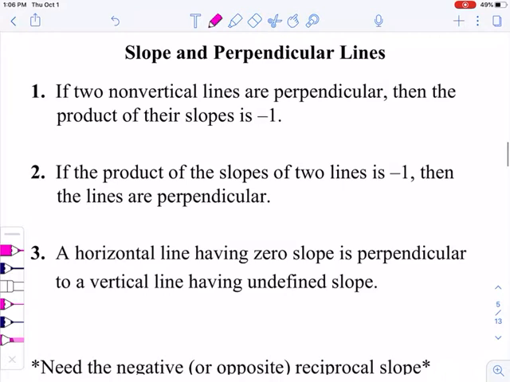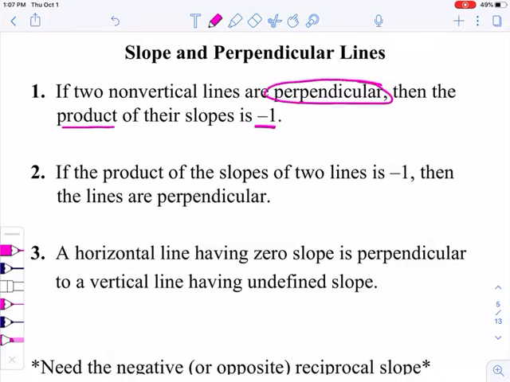Now, slope of perpendicular lines. Parallel lines have the same slope. Perpendicular lines have a different kind of slope. It says if two non-vertical lines are perpendicular, then the product of their slopes is -1. The product of their slopes is -1.